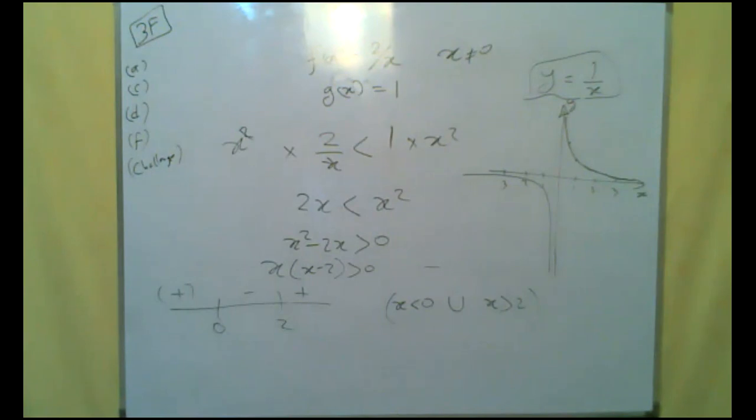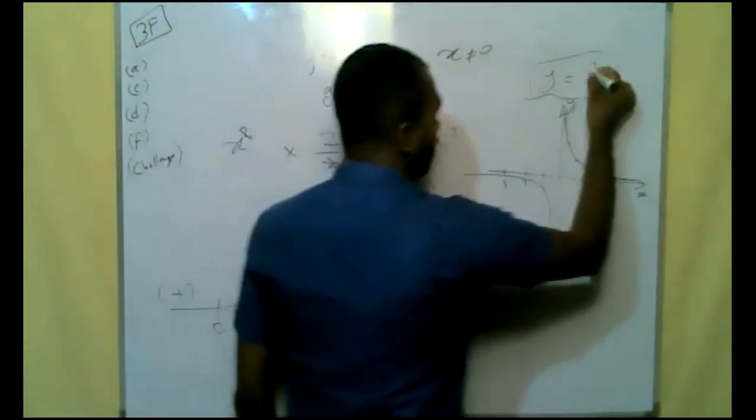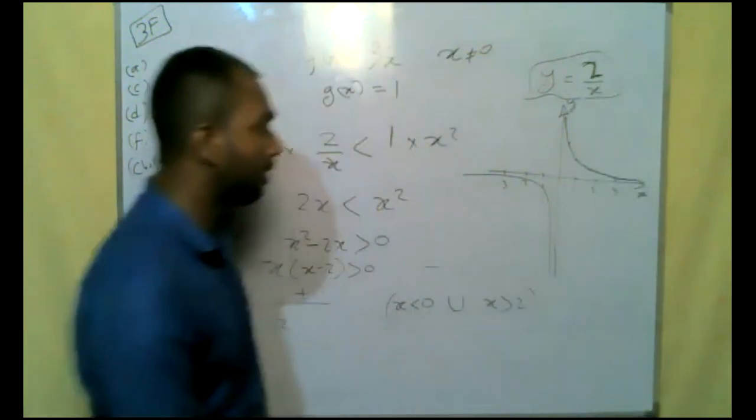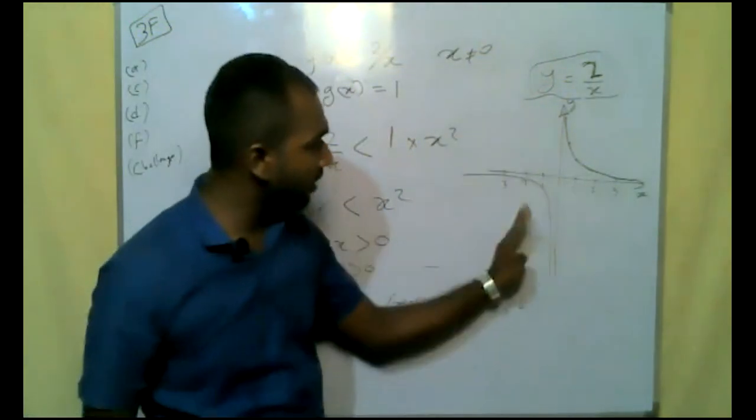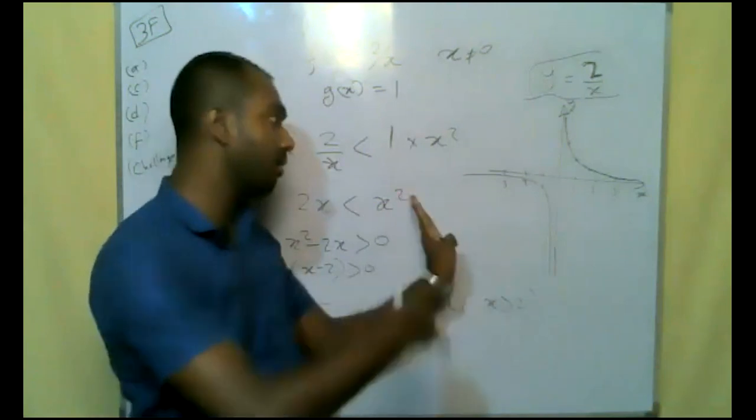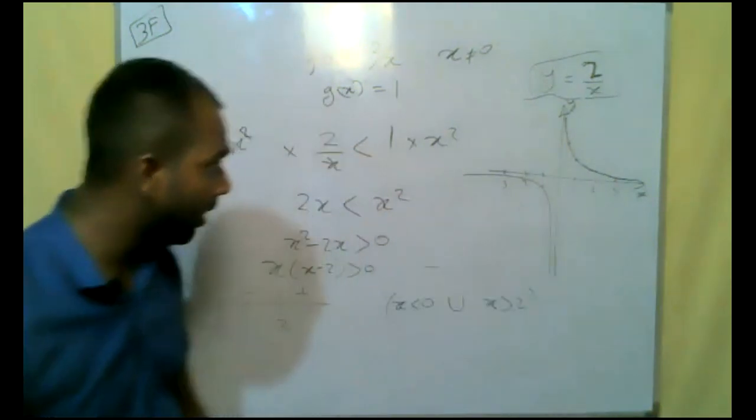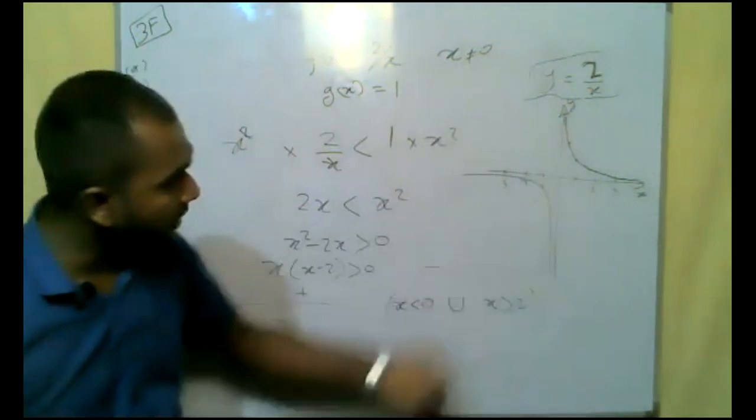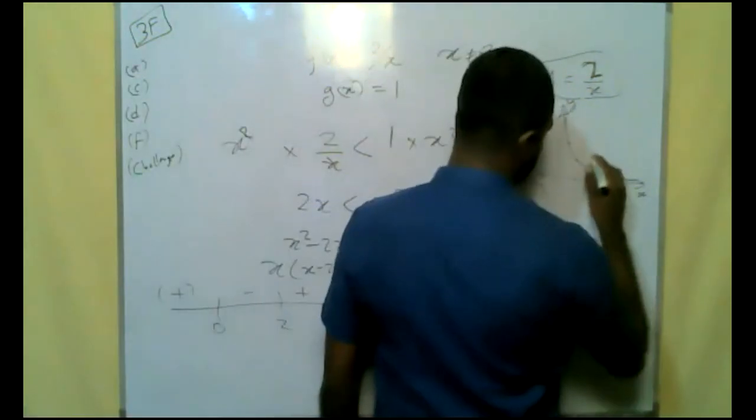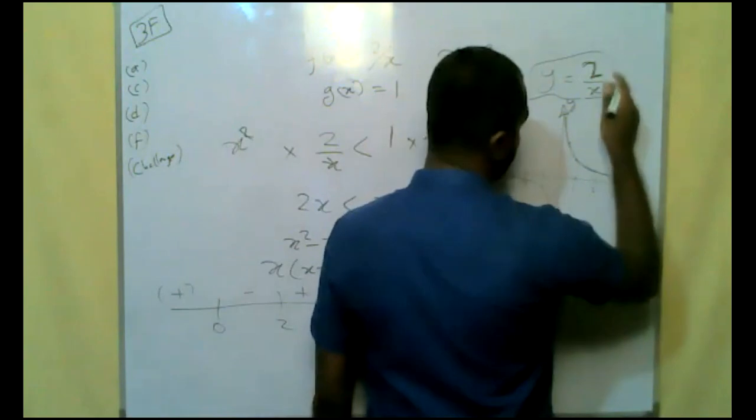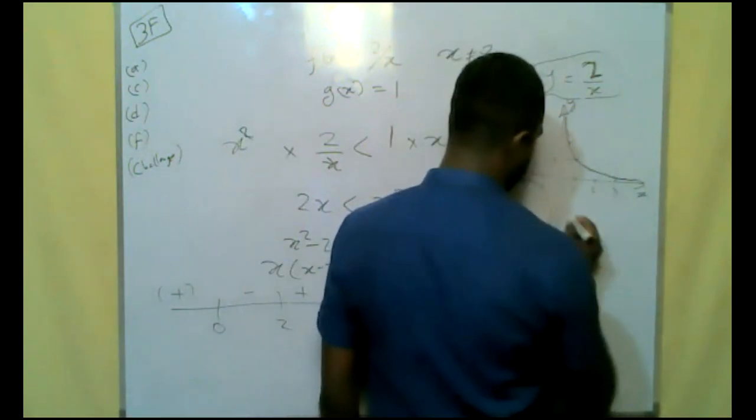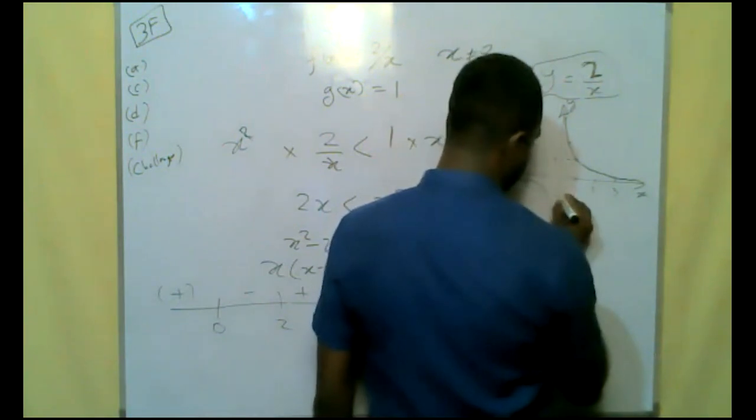So if it was 2 over x, now the equation given to us is 2 over x. The only difference will be that these two lines will be contracted towards the y-axis. So when x is 1, y will be 2. This will be the point. This will again be minus 2.